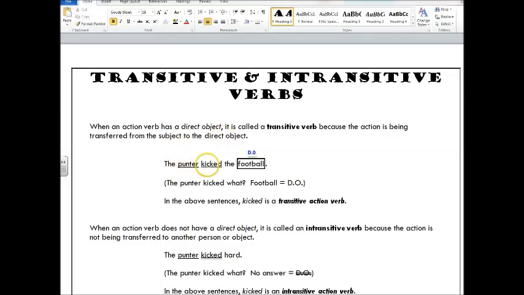Okay? The punter kicked the football. What did the punter kick? The football. So there's a direct object here, making kicked a transitive action verb.